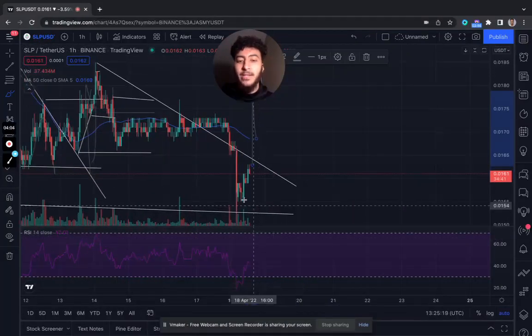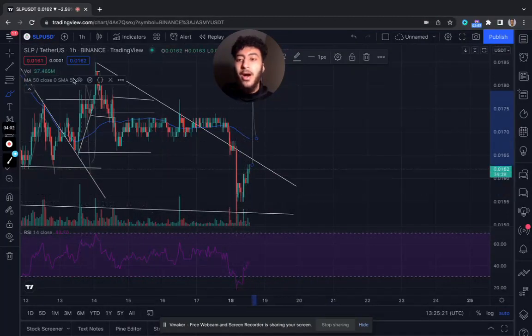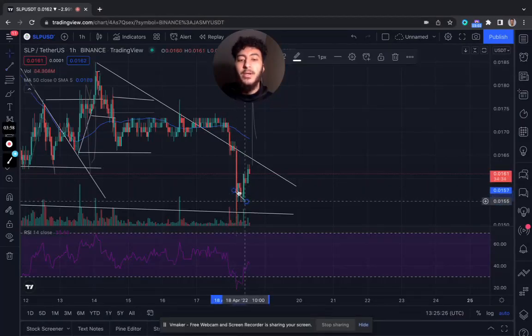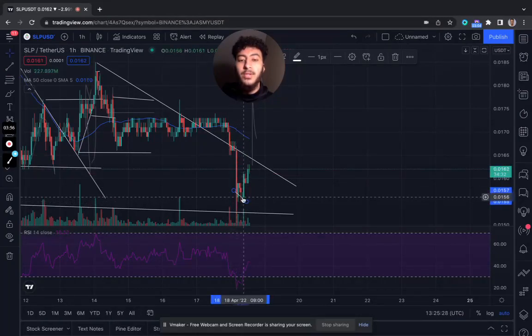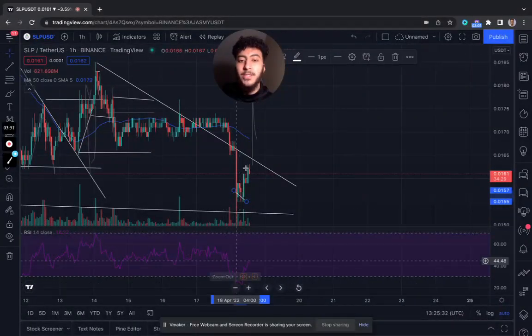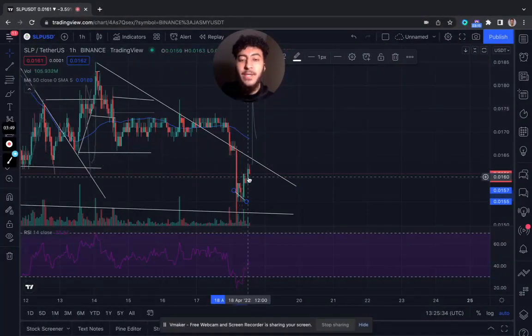You can see here we created a double bottom at these levels here. We saw a divergence as well at the levels of support we created before. So you can see here this wick is lower than this one here. So this one is higher than this one. And you can see here it's the opposite for the RSI. So it was an indication that there was going to be a divergence, and also an indication that price was going to reverse at that time.